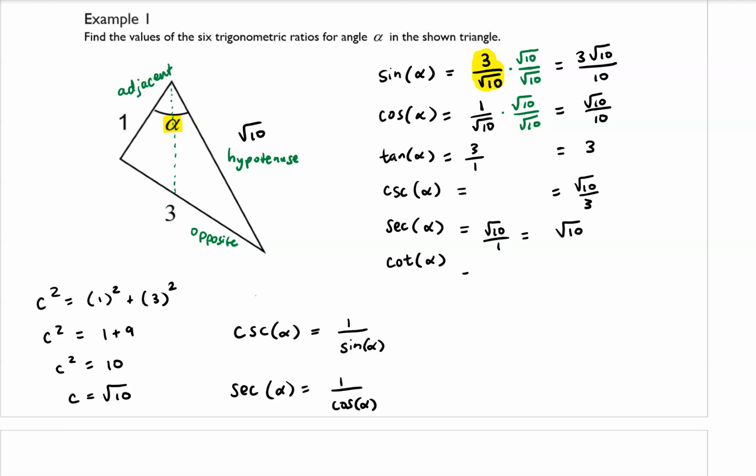And then lastly, cotangent of alpha is equal to the reciprocal of tangent. So cotangent of alpha is equal to 1 over tangent of alpha. And that is just by definition of the trig function. So I'm just following the definition, and I'm going to take the reciprocal of tangent, which is going to be 1 over 3. And again, let me move that over. So 1 over 3. So those are our 6 trig functions for this specific right triangle.